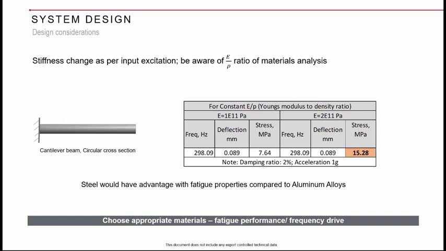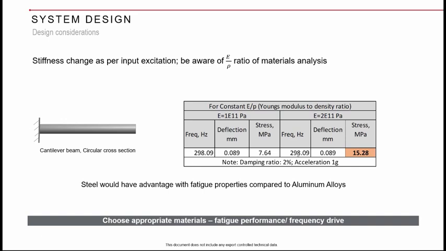Most often what we think is that to make it stiff, I will just concentrate on the E value. So I will just change the material from aluminum to steel. For example, you see here, I am just changing the material from aluminum to steel. Got it, right? For the constant E by rho ratio. So when I just change the E value, I maintain the constant E by rho ratio, because the density to Young's modulus ratio for aluminum and steel will be more or less the same.